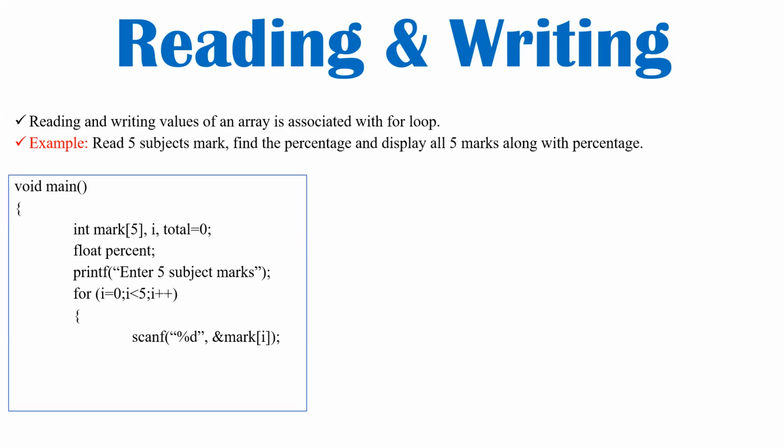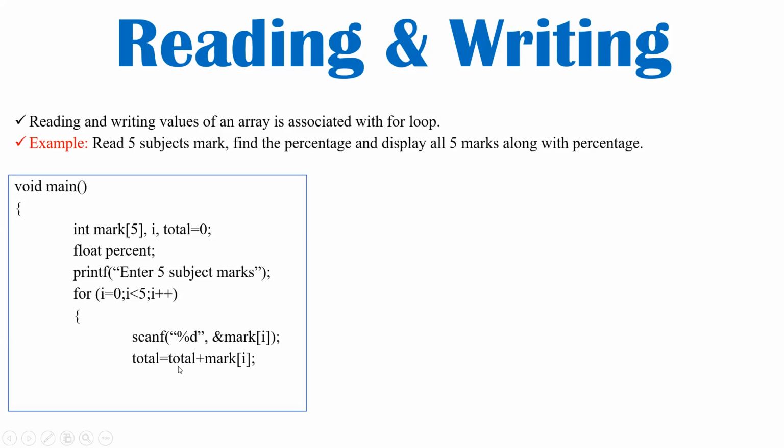Using scanf, we read mark of 0 initially. Next time i equals 1, so we read mark of 1. Next time i equals 2, so we read mark of 2. Next time i equals 3, so we read mark of 3. It continues until the condition becomes false. The mark data type is integer, so the control string for integer that we use is %d.